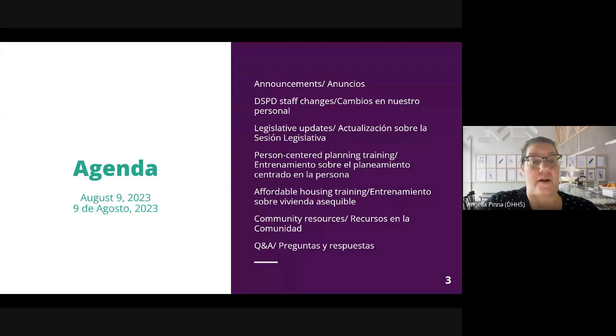So I'll just go over our agenda that we'll be going through today. We'll start with announcements, go over some staff changes, give any updates on what we're working on coming out of the legislative session. We'll have person-centered planning training, and then we'll have some training on affordable housing, and then we'll have a presentation from the Human Services Research Institute on a long-term services and supports study that they'll be conducting. And then we'll have it open for Q&A.